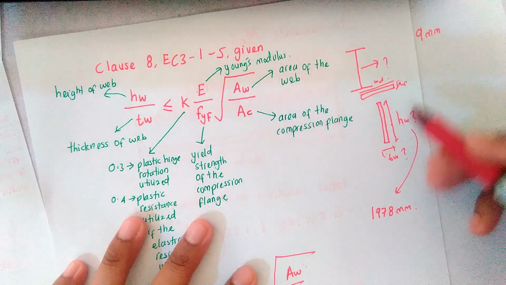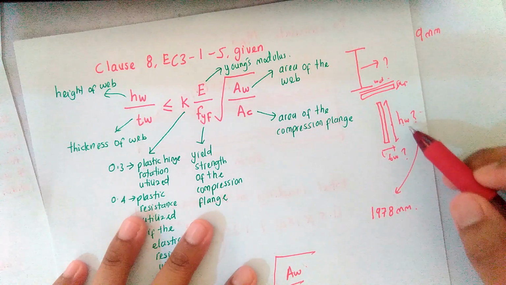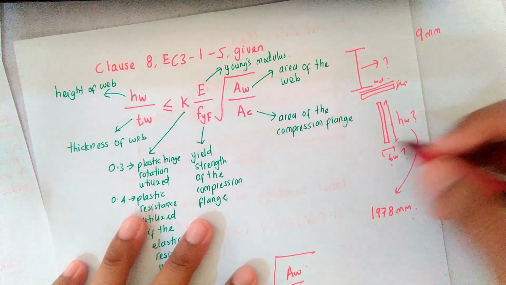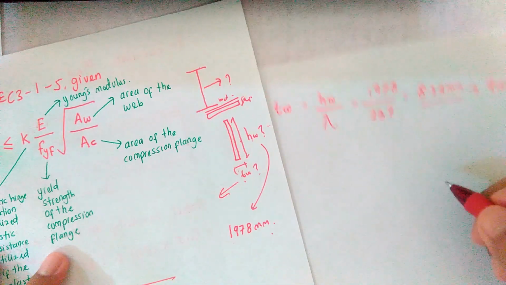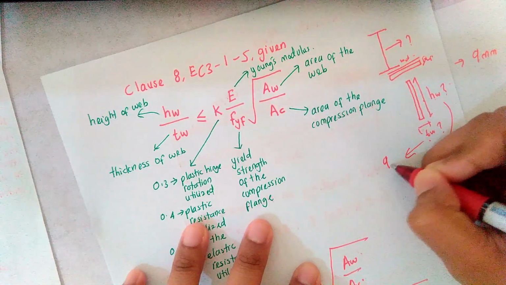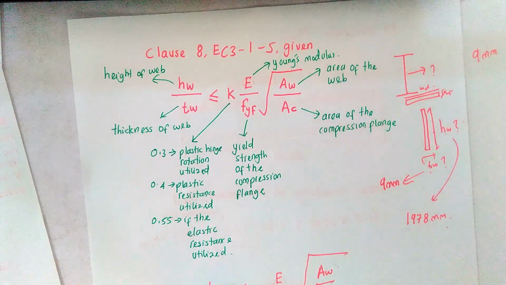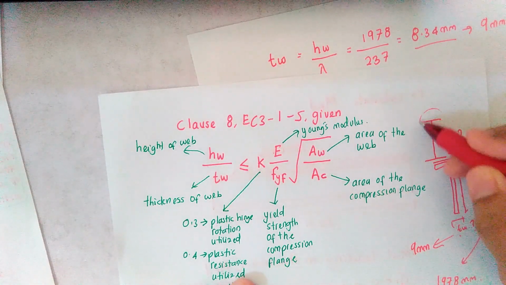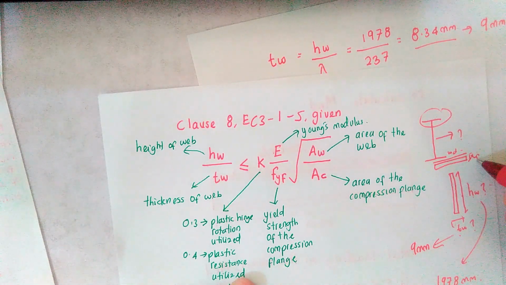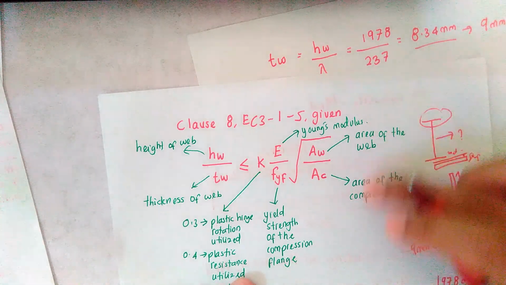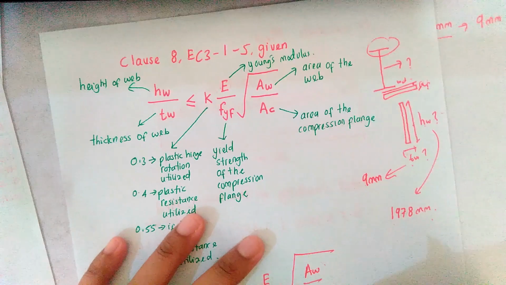Now we have that our height of web is 1978 mm, and the thickness of the web we already calculated, and we said it is going to be 9 mm. So what are we going to calculate next? Next, we want to know the size of the flange: what is the thickness of the flange and what is the width of the flange, to complete the basic dimensioning process.